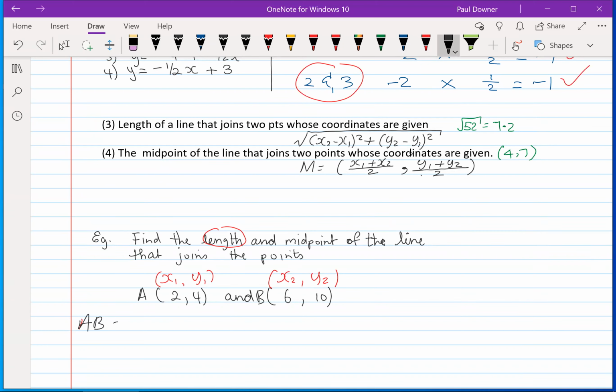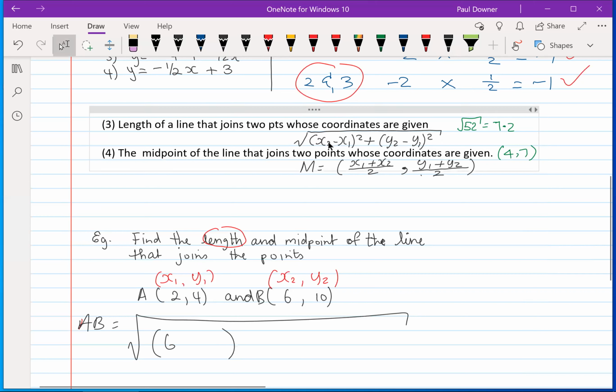We're going to use the formula square root of x2. What is x2 in this case? x2 is 6, so we're going to write down 6. That's x2 minus x1. So we're going to minus, what is x1? x1 is 2. So we minus 2, squared. See the square there? Plus y2. What is y2? y2 is 10. All right. Minus y1. What is y1? Let's look for y1. y1 is 4.